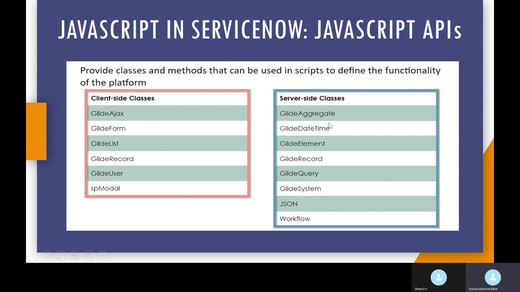And under server side classes, we have glide aggregate, glide date time, glide record, glide system, JSON, workflow. We can see that these server side classes are mentioned here. I will show you in a future session how we can utilize our client side classes and server side classes. Those are APIs only, like you were mentioning, and I will tell you how we can use them.